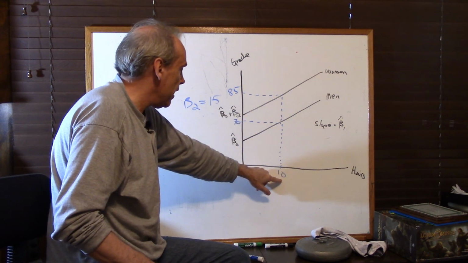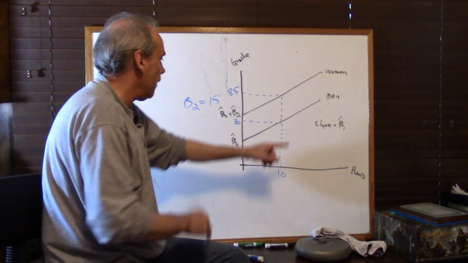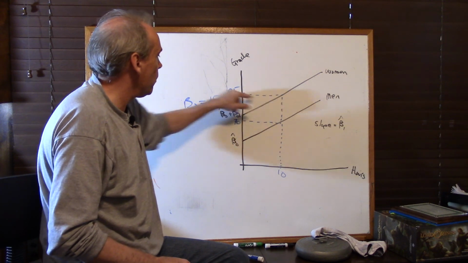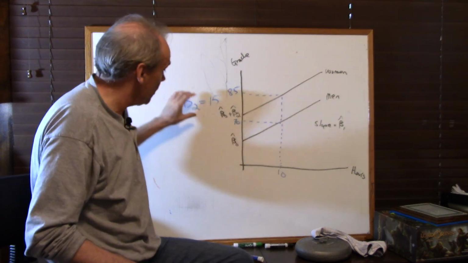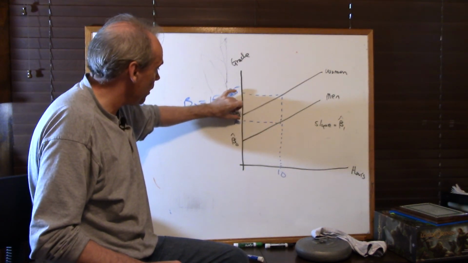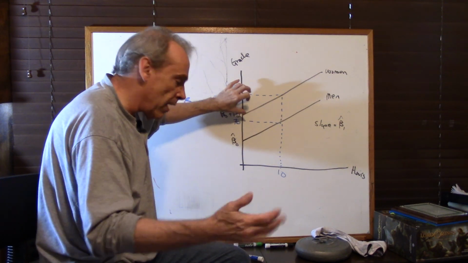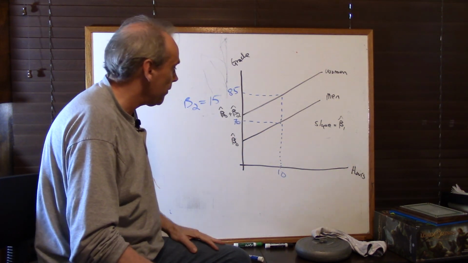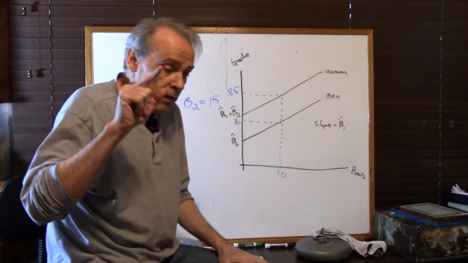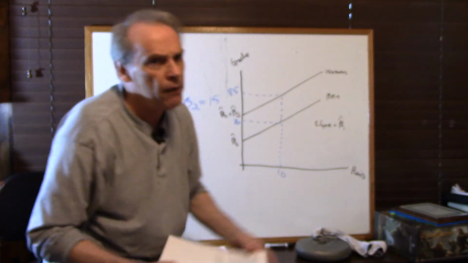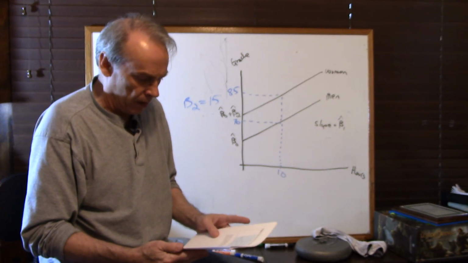So if somebody studied 10 hours, and it's a guy, you're going to get a 70, but if it's a woman, you're going to get an 85. Why? Because we have assumed that just by being a woman, you are coming to class and so forth, and you end up with a higher grade. That's kind of neat. Dummy variables are very, very useful.